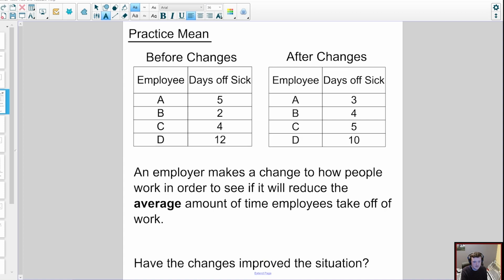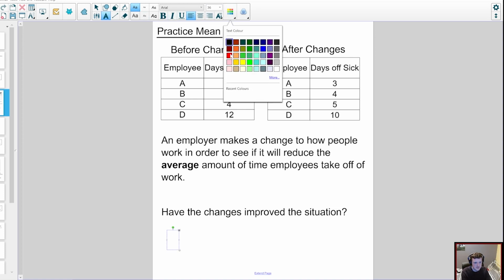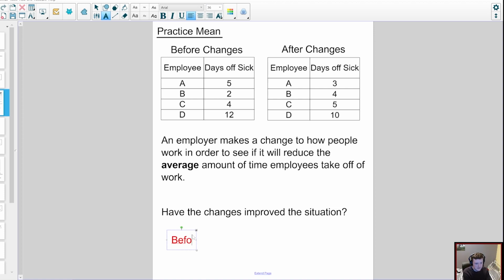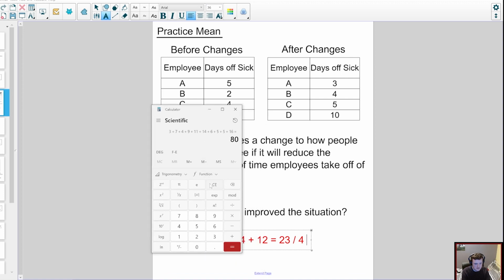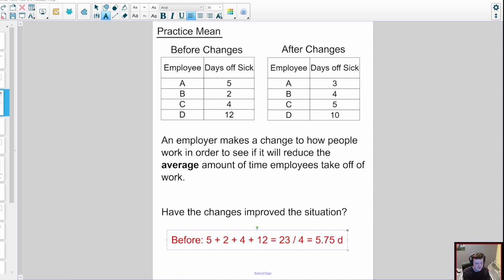Okay, so we have 4 employees. So we know that our answer is going to be divided by 4. And that's for both of these. First of all, I'm going to add up my numbers. So let's do before changes first. I'll make my text red so you can see it. Before is going to be 5 plus 2 plus 4 plus 12 equals 23. And then divided by 4 is going to be 5 and a bit, 5.75. So it's going to be equal to 5.75 days on average that people were sick through the year.